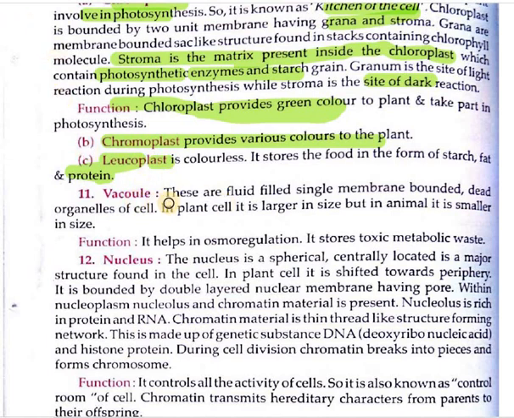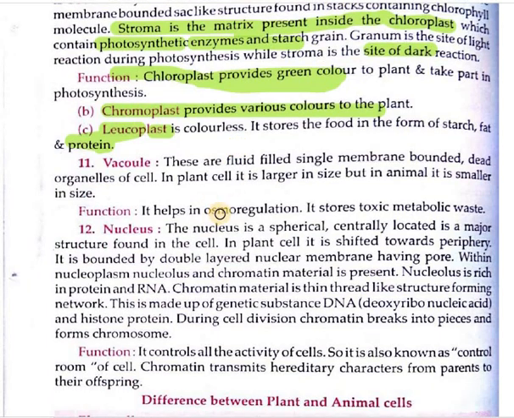Now we'll talk about vacuoles. These are fluid-filled, single membrane-bounded organelles of the cell. In plant cells they are larger in size, but in animals they are very small. They help in osmoregulation and store toxic metabolic waste.